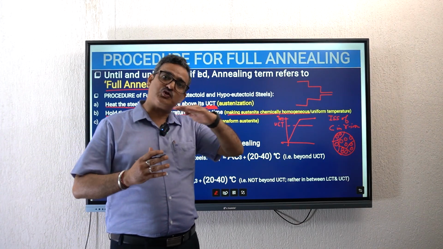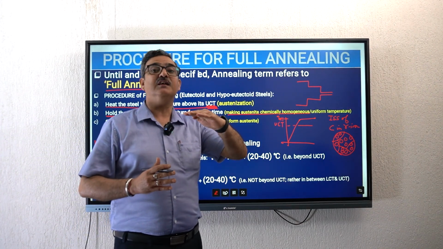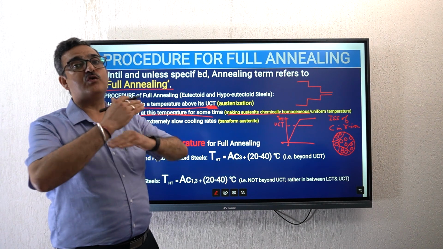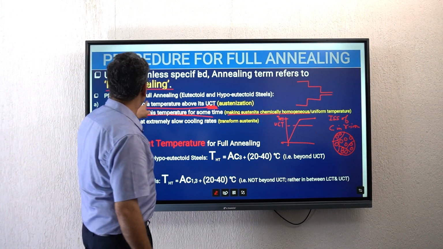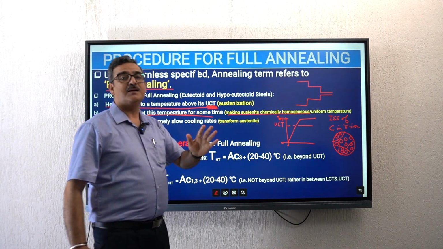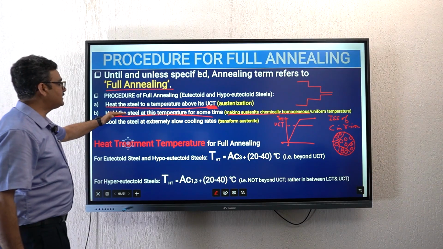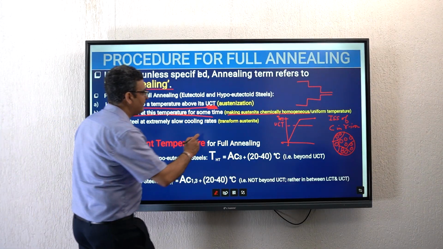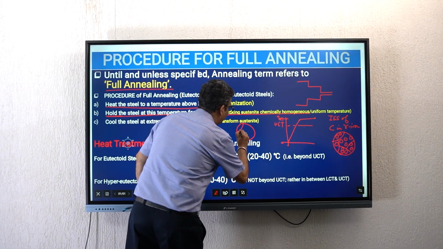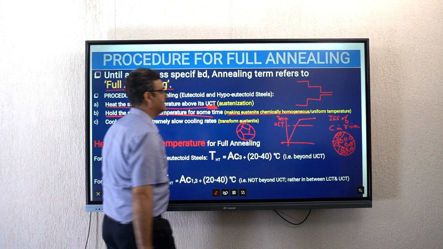So you give some soaking also so that uniformly throughout the cross section the same heat treatment temperature has been maintained. And once these two steps are done, you have already locked the grain size of the steel.